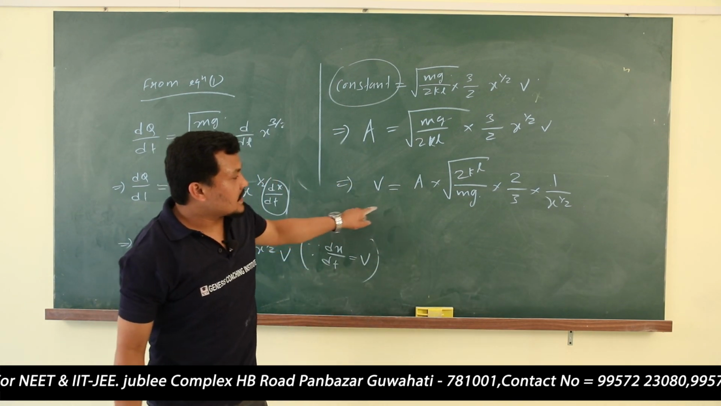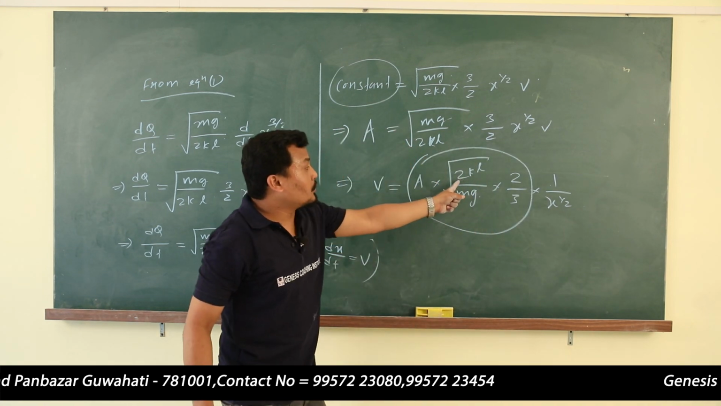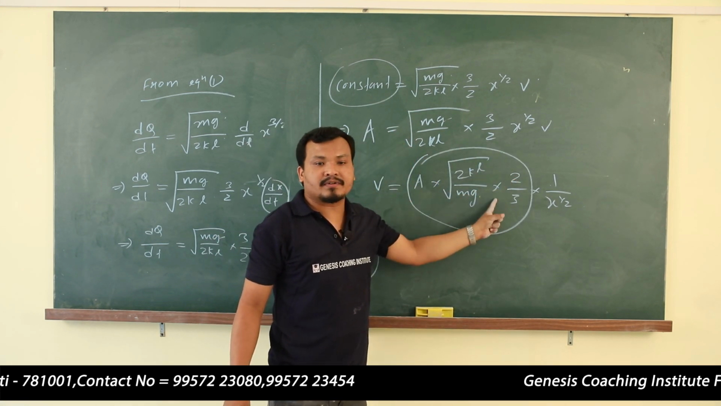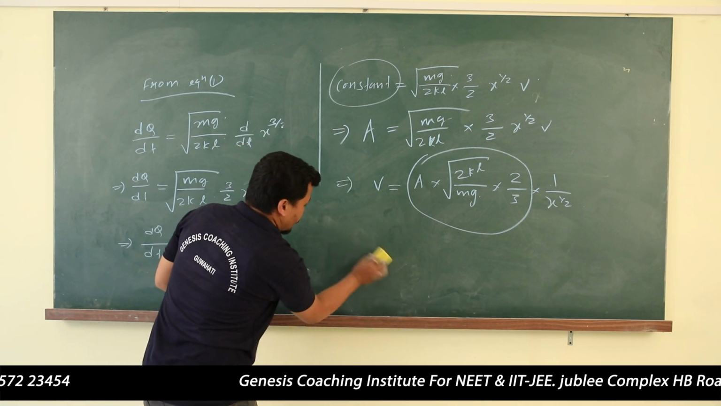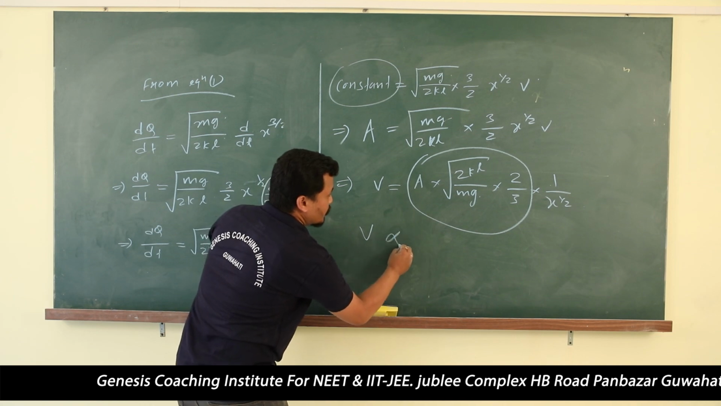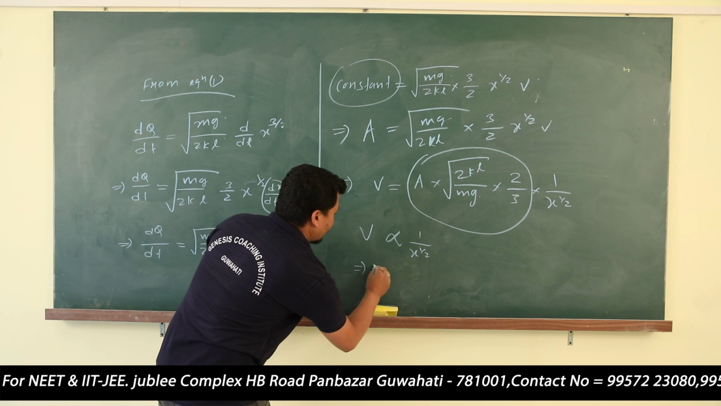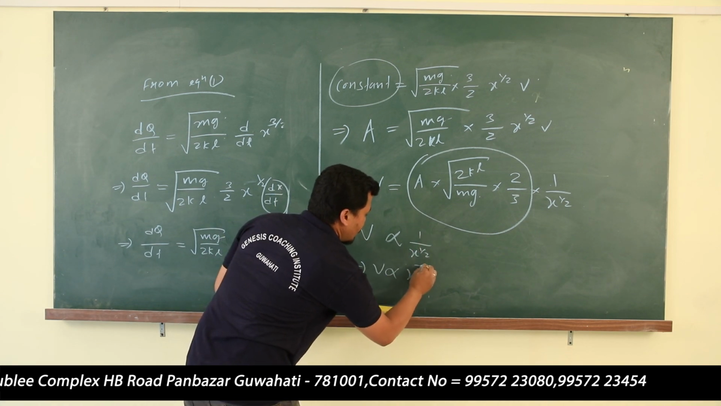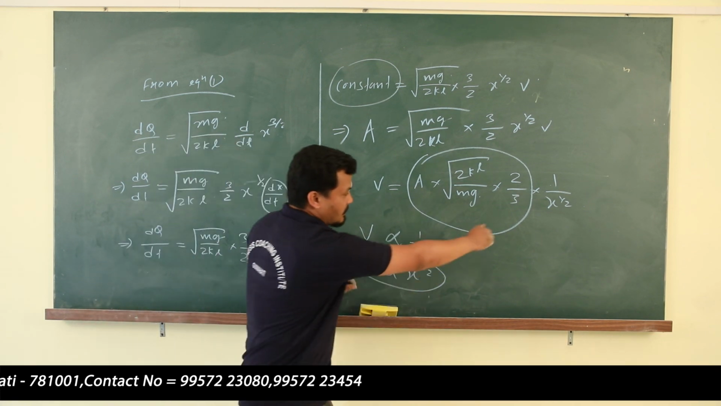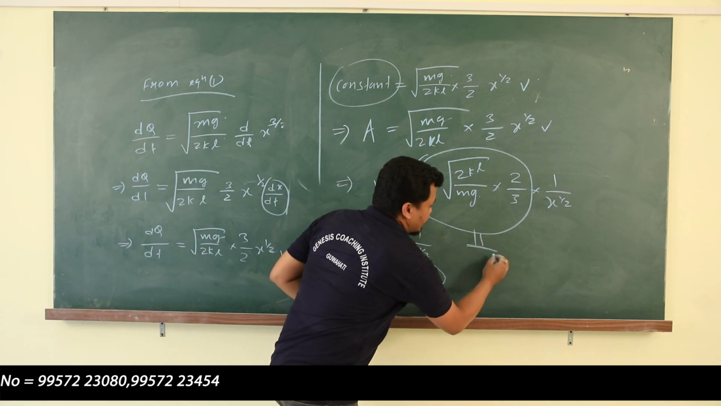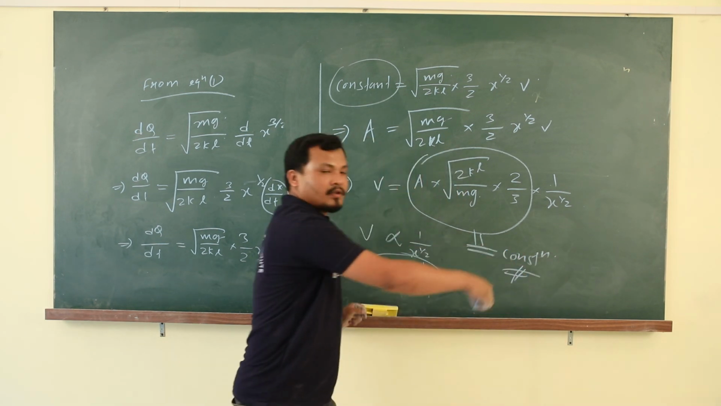Now see this equation. Here the whole term A into root over 2kL by mg into 2 by 3 is a constant. So finally we get v proportional to 1 by x to the power half, or v proportional to x to the power minus half. So this will be the correct option, since the whole term is a constant. Okay, got it?